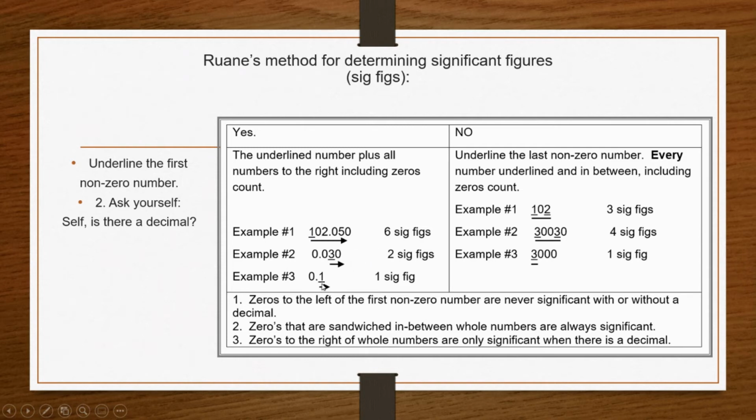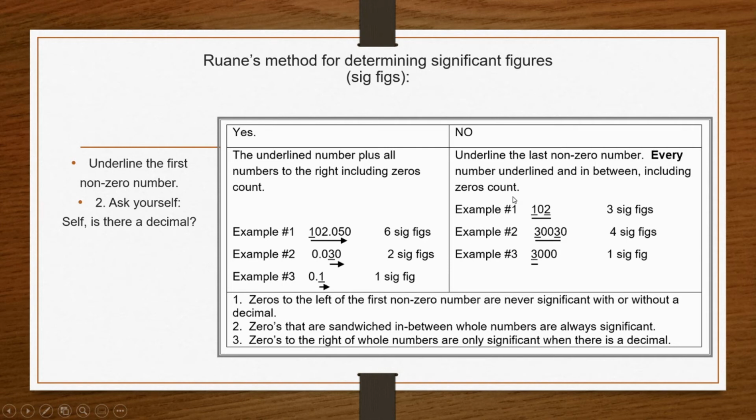Again, underline the first non-zero number. If there's a decimal, everything to the right counts, whether there's zeros or not. I don't have anything after this 1 in the tenths position, so that's only 1 significant digit.